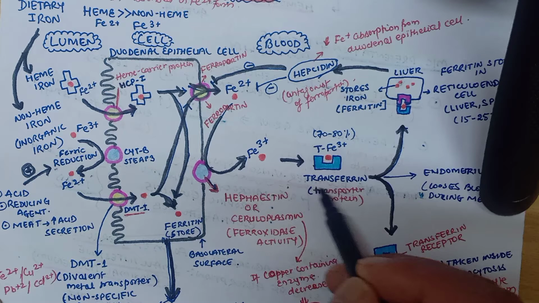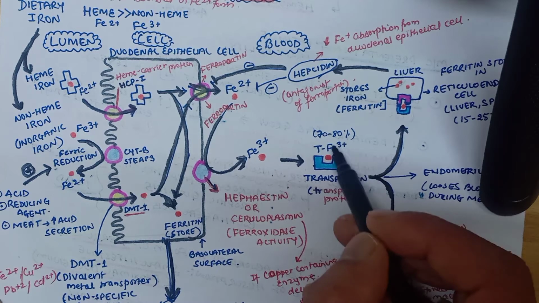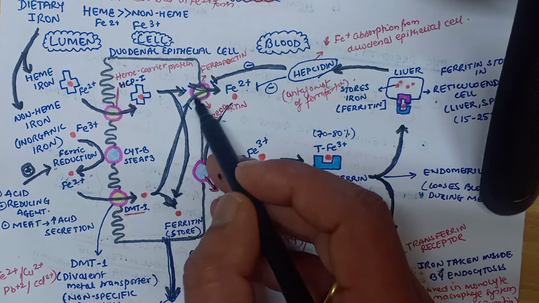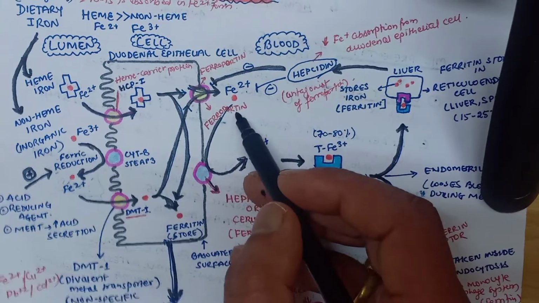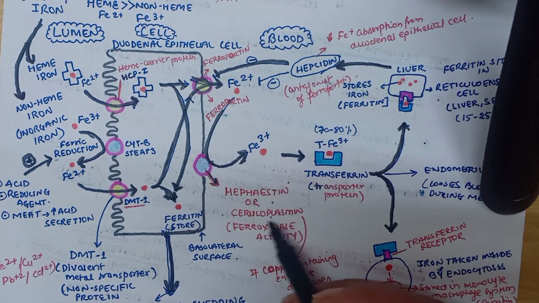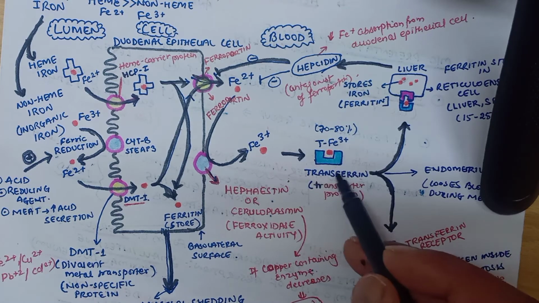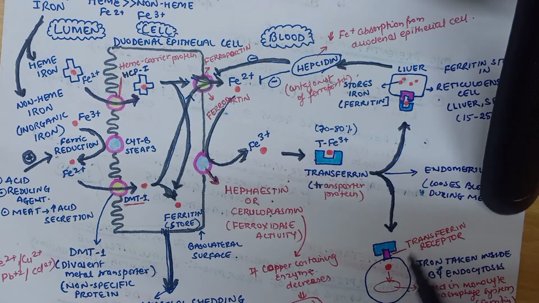So for transportation of iron in the blood, we require transferrin protein, and transferrin protein carries ferric iron. So the ferrous iron that was transported through the ferroportin is now oxidized to ferric iron by hephaestin or ceruloplasmin. Now this ferric iron will bind to transferrin protein and it will be taken to different tissues which have transferrin receptor, and the iron will be endocytosed into the cell, and it will be stored in the monocyte macrophage system and in the erythroid precursor cells of the bone marrow.